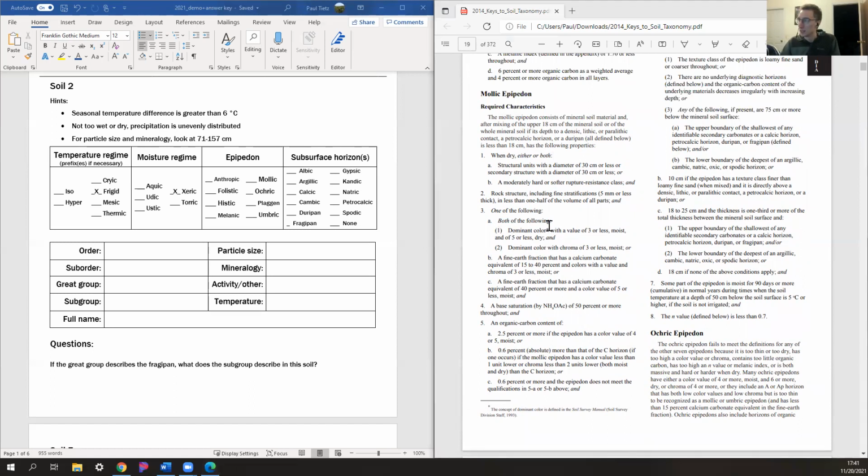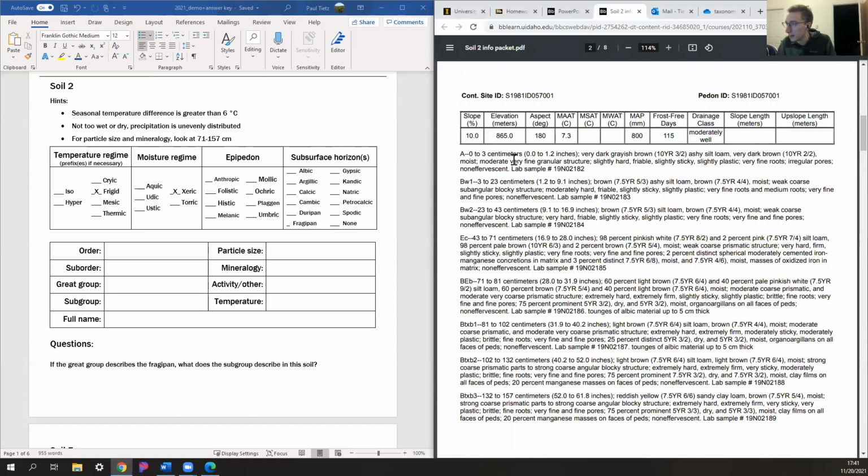Let's flip back to the soil info packet. Our A horizon, we meet the color requirements. It's a value of 3 and a chroma of 2 when dry, and then it's 2 when moist. So we definitely hit the color there. However, it only goes down 3 centimeters, which is probably not going to be enough to fit a molic definition.